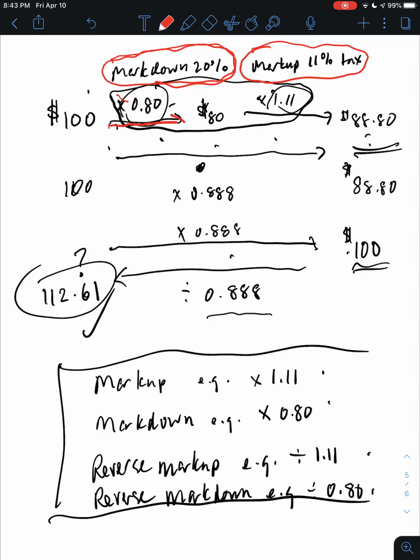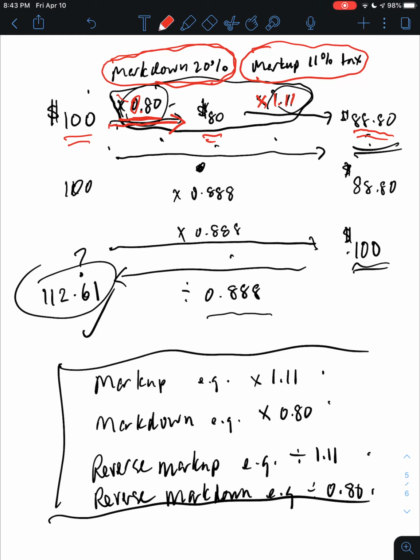The first step, I do the markdown in a one-step calculation. I multiply by my magic markdown factor, 0.80. Then I do my markup in one step. I multiply by my magic markup factor, 1.11. And so if I do the first step, $100 times 0.8 is $80. Then I do the markup for tax, and I get $88.80, including tax. That is still a two-step process, for there's two factors happening here: a markdown factor and a markup factor.